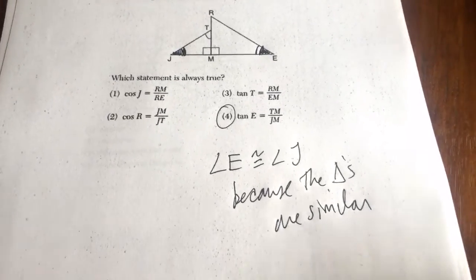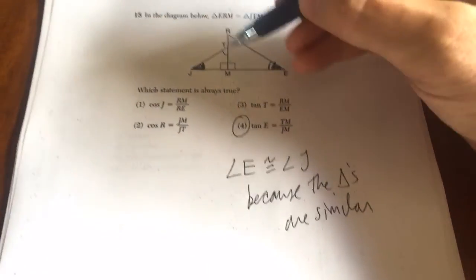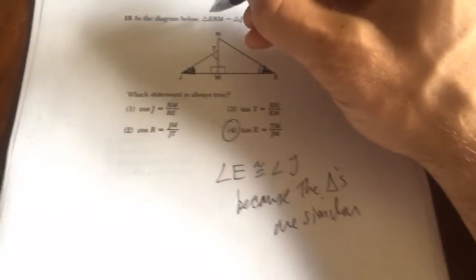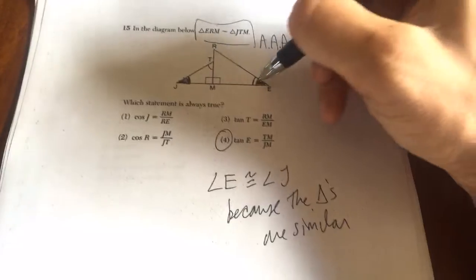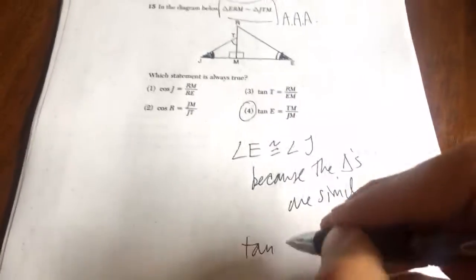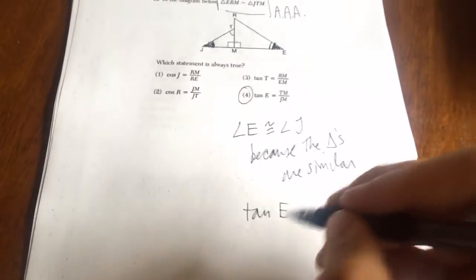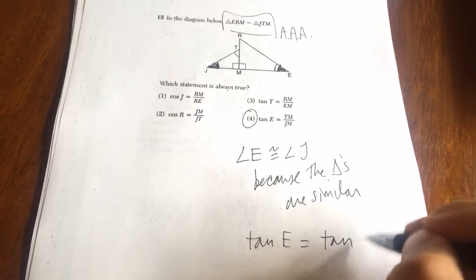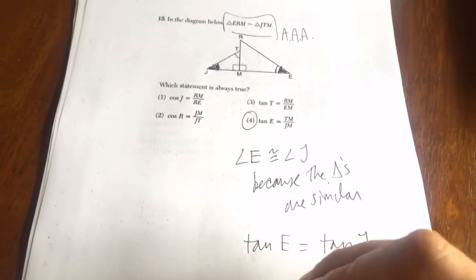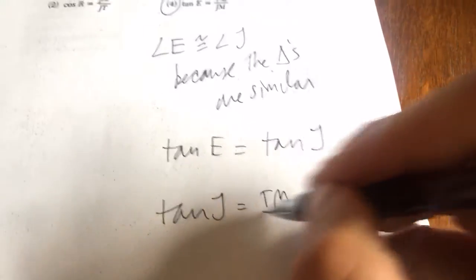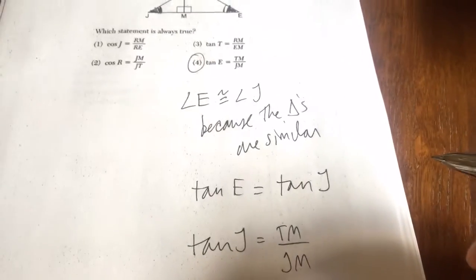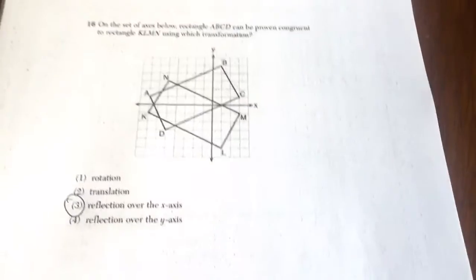Number 15 would be choice number 4. Now we know that angle E is congruent to angle J because the triangles are similar. Remember, in order for them to be similar, you needed to prove angle congruence. So because these are congruent, we say tangent of E, well, I can replace it with the tangent of J. These are the same thing. So the tangent of J, if you notice, is the opposite over the adjacent. And that is choice number 4.